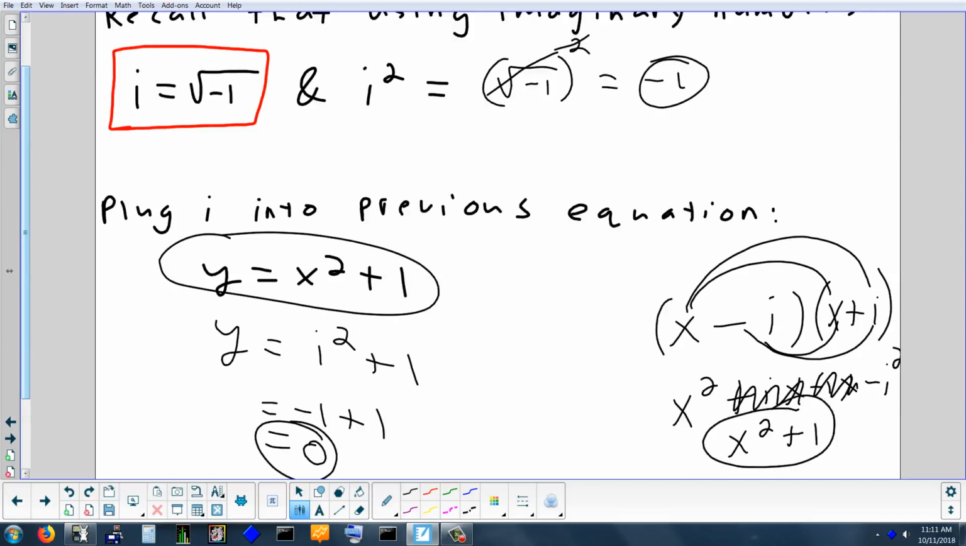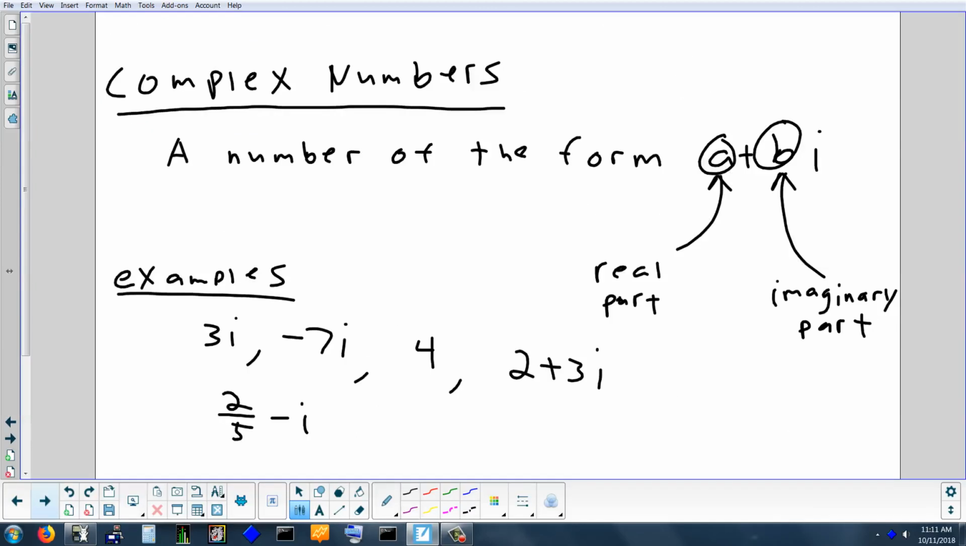All right. So how did I know plus i was a root if minus i was a root? It has to do with conjugates. Okay, and we'll get to that in a second. So complex numbers are always written in the form a plus bi. And the first number is the real, and the second part is the imaginary.